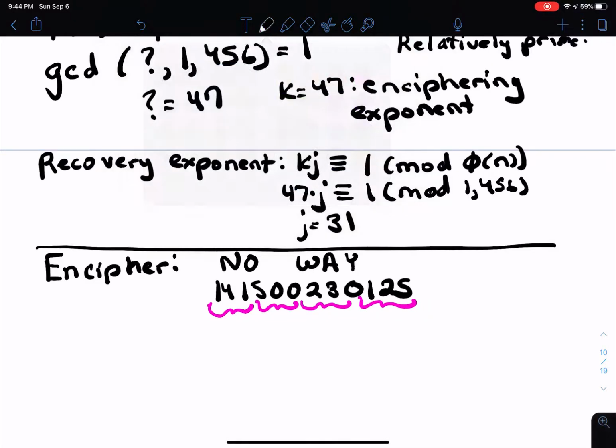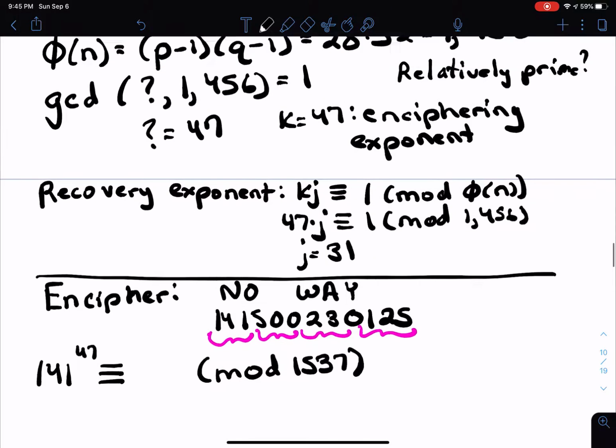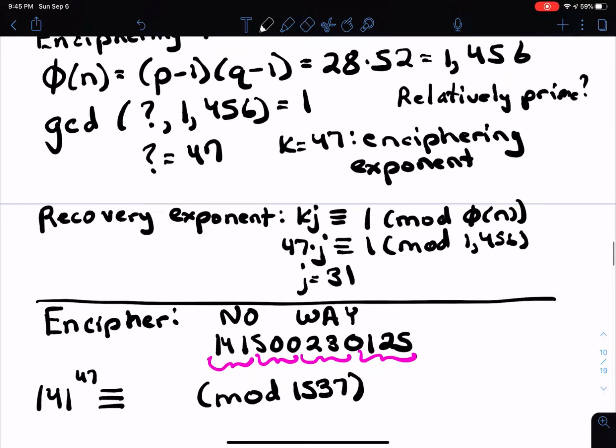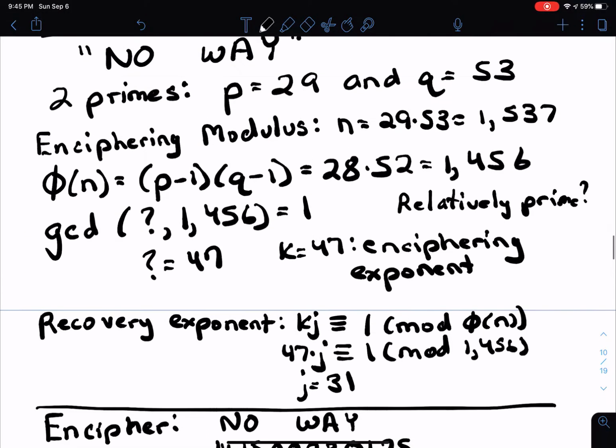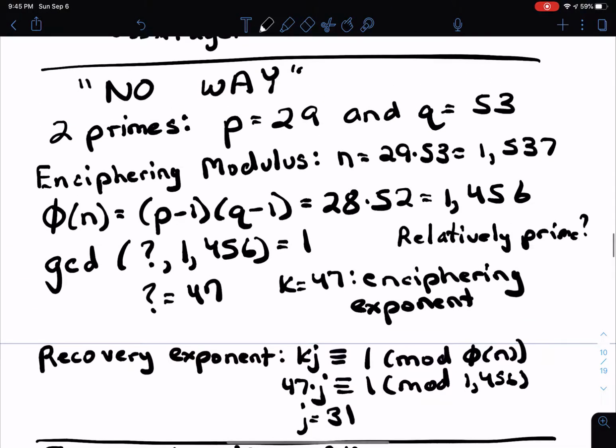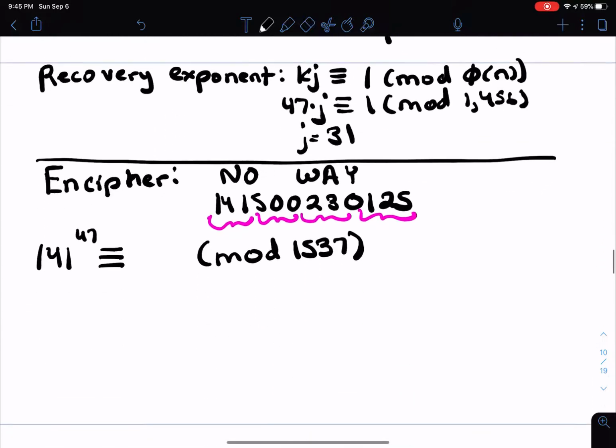And we're going to use that enciphering exponent from earlier. Enciphering means you're putting it into code. So we're going to take 141 and raise it to the 47th power, and then figure out what that's congruent to mod 1537. So right now it's all about encrypting. The enciphering modulus is 1537. That's why it's mod 1537. The 141 comes from the letters at the beginning of "no way," and then the enciphering exponent is the 47.